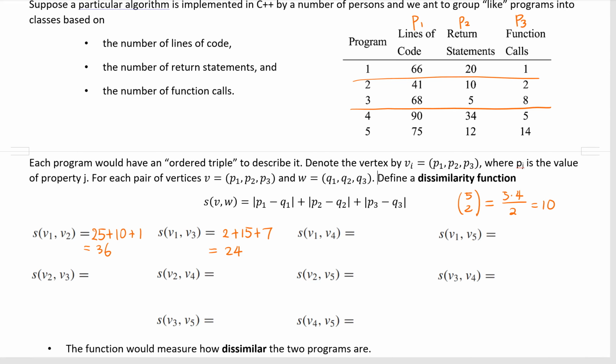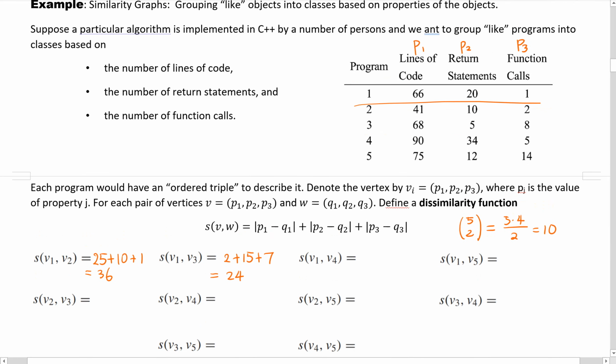Alright, let's continue. V1 and V4. V4 is right here. 66 and 90, the difference is 90 minus 66, 24. And then 34 and 20, the difference is 14. 5 and 1, the difference is 4. Add those numbers up: 38 plus 4, 42.